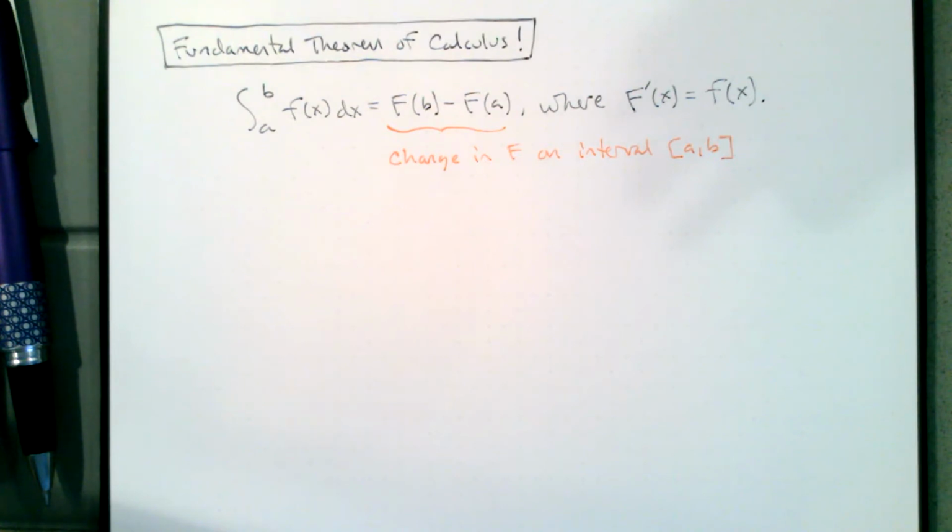If we want to know how much a function changed on the interval from A to B, we look at the function at A, that's where it starts, and find the difference between the function at B, where it ends, and at A, where it starts. It's the difference in the endpoints. That's how you find out how much the function has changed.